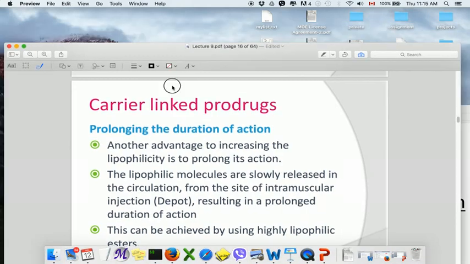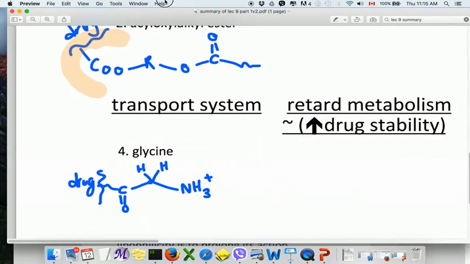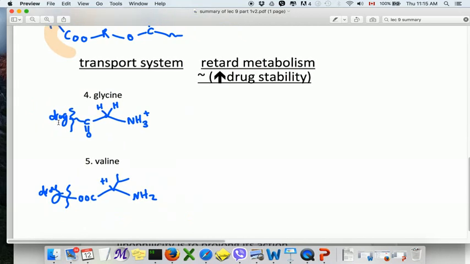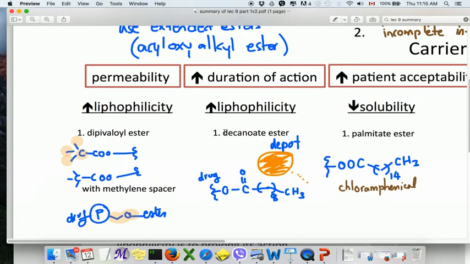Okay, so these are these two parts here. To hijack the transporter system, I can attach a glycine, so this is my drug, and then I attach to it a glycine, or attach to it a valine. Okay, so what else can I do? I want to increase the duration of action. So I can increase lipophilicity. How do I increase lipophilicity? It's the same ideas. I will just attach an ester.